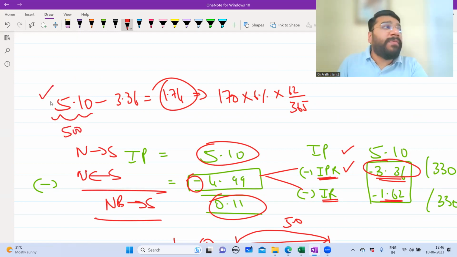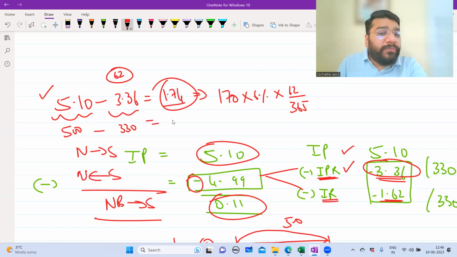Therefore, you said that on 5.10 you have to pay interest. But in that, you already made the payment of 330 rupees. So to the extent of 62 days, you reverse the interest. So 1.74 is the interest on the balance amount of 170. For 170 rupees, for 62 days delay, the interest is 1.74.